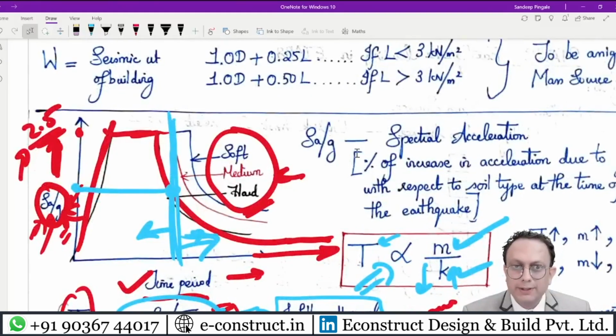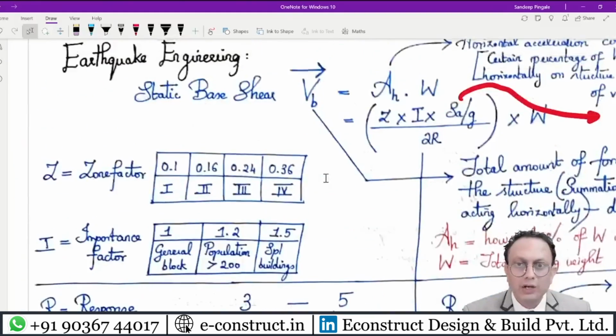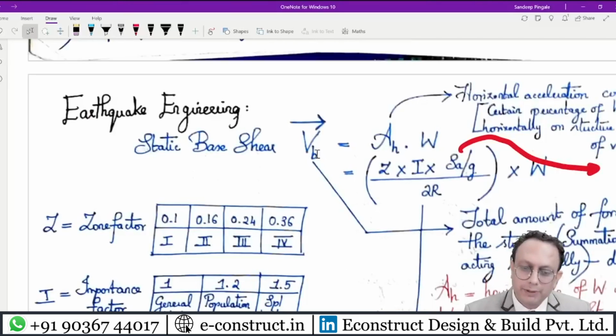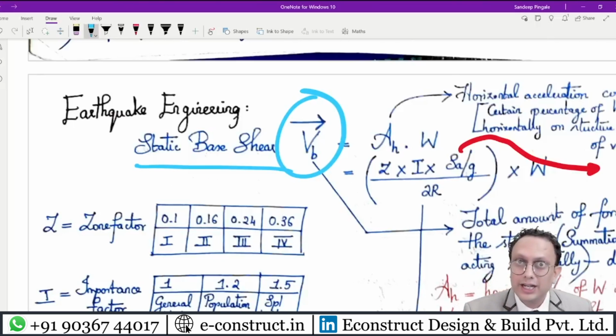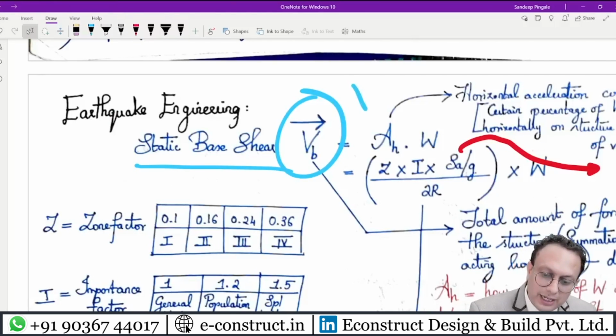Okay, so based on Sa by g, you will calculate the VB bar, which is basically the static base shear. But is the earthquake that is happening on the structure in the static form? No, it is always dynamic. It is a big slap to the structure. Do you agree? It is a very big slap to the structure. So VB bar is the static base shear, and similarly there is a VB, which is the dynamic base shear.